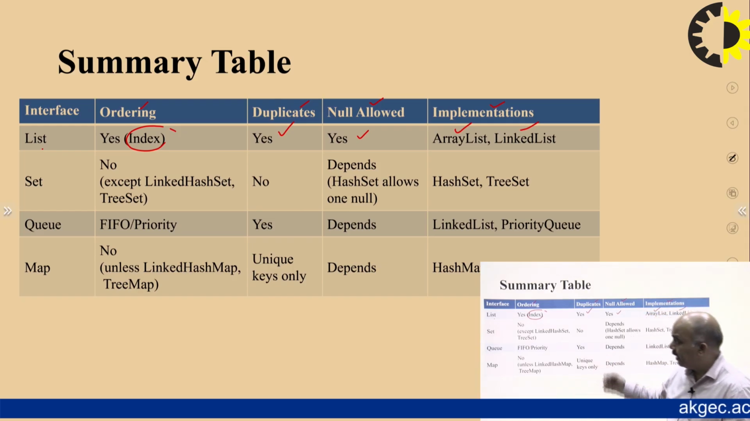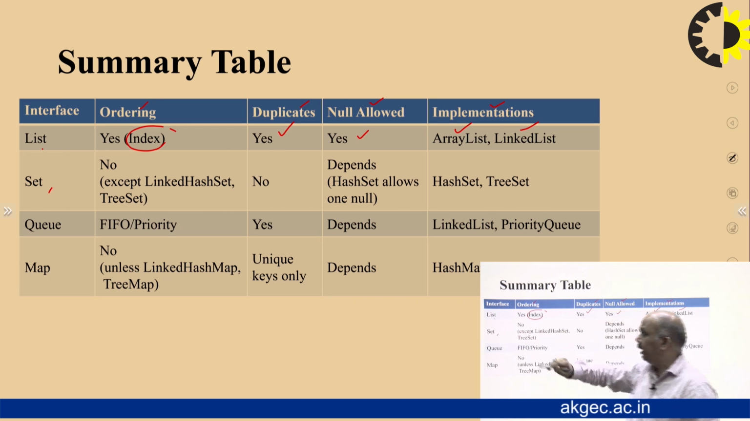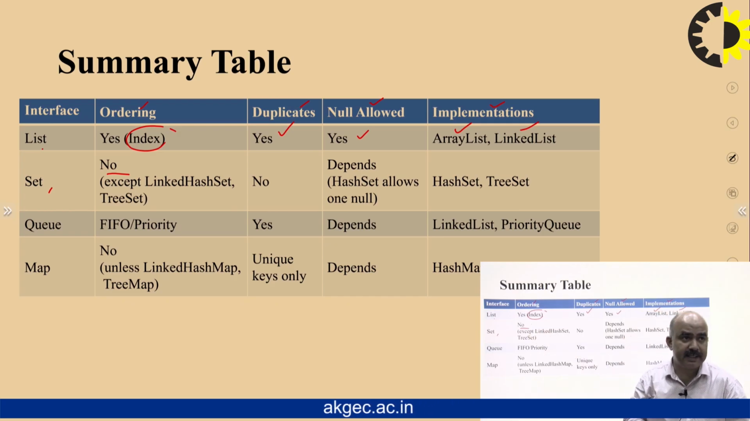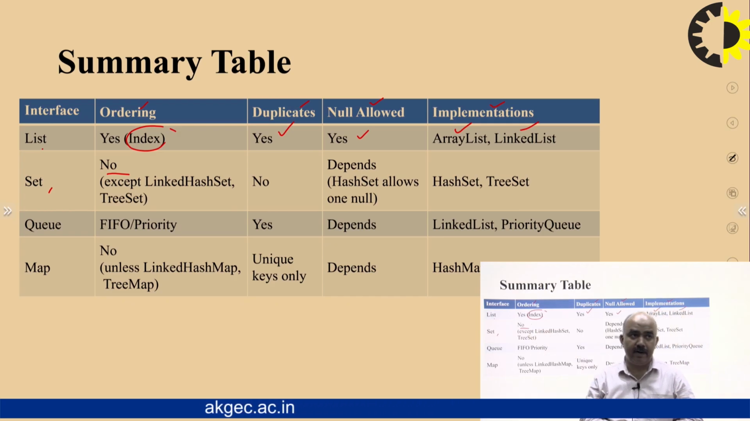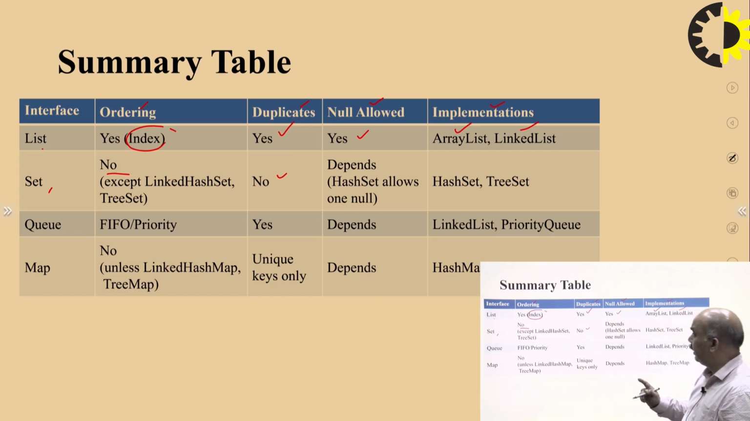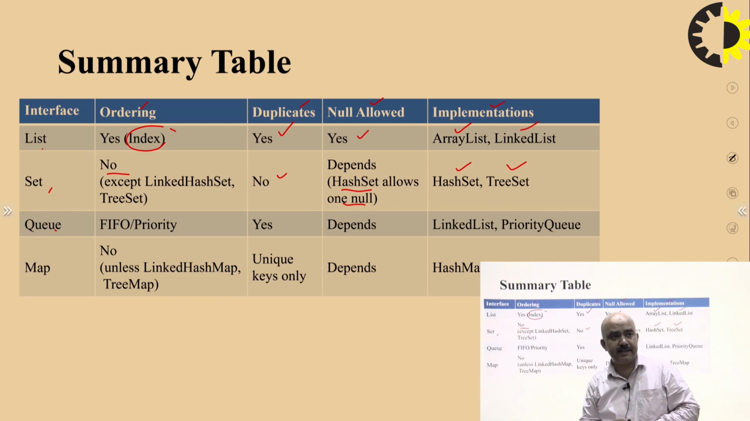Then we have another one, the Set. In the Set there is no ordering, except if we use LinkedHashSet or TreeSet. Duplicates are not allowed in the Set. Null depends on whether we are using HashSet, where we can allow one null value. So we can implement Set with HashSet and TreeSet.